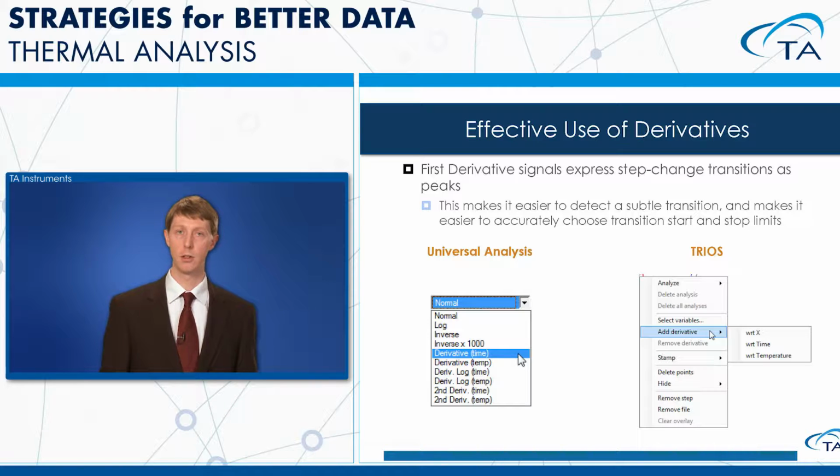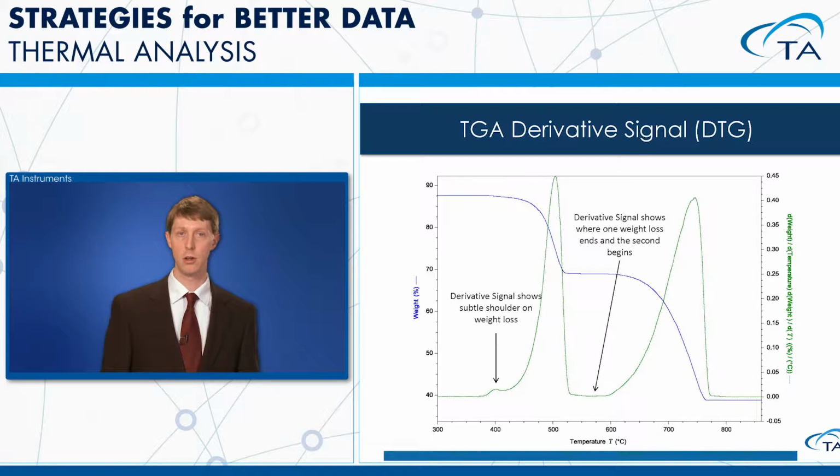In TRIOS, you actually have the ability to apply a derivative with respect to time or temperature directly from the plot. So there are drop-down menus. There are also options in the right-click menu. So like I said, TGA typically is the most common use of derivatives. Here you can see a weight loss curve in the TGA in green. And we are also plotting the derivative of that weight loss in blue.